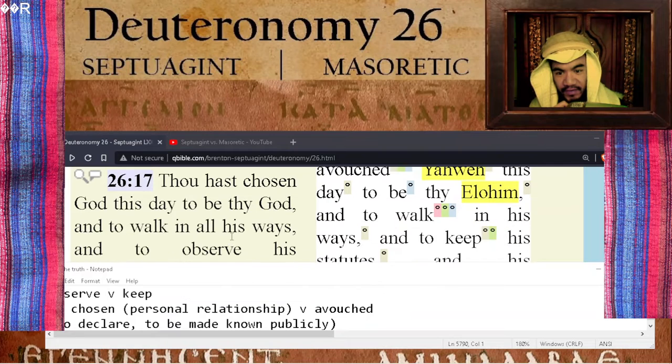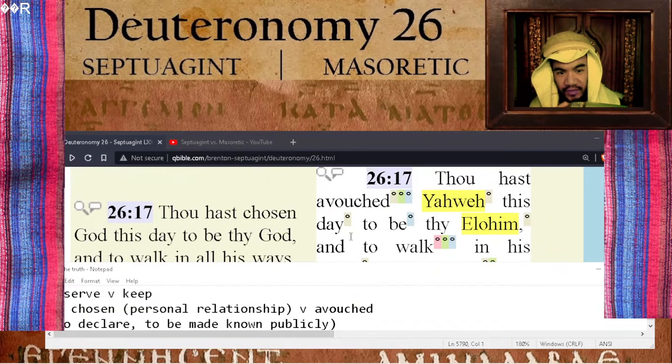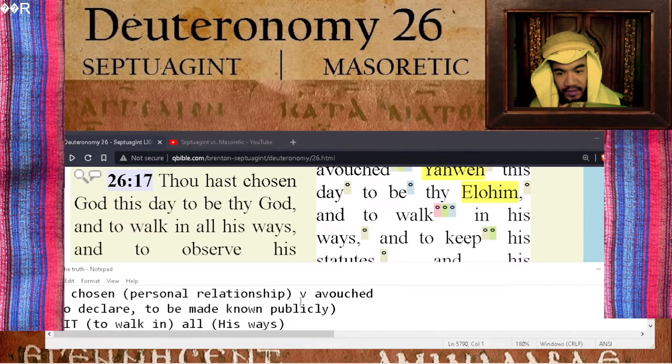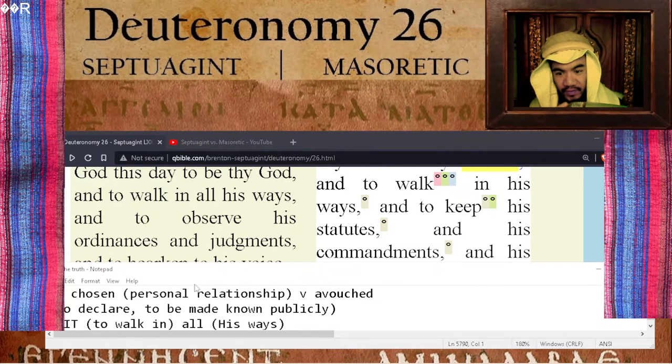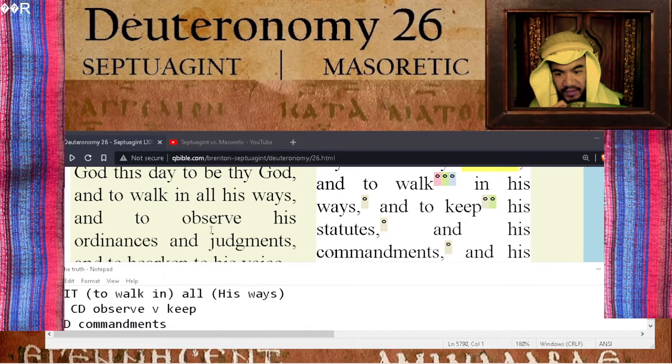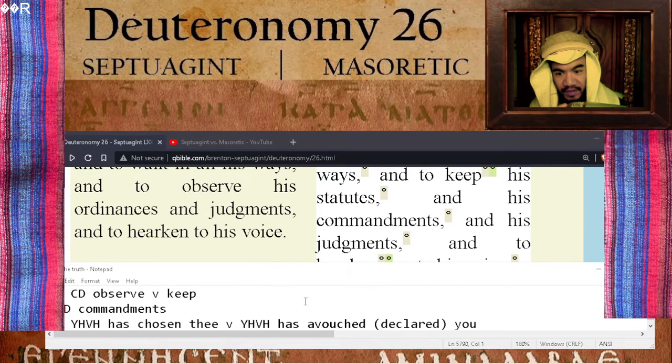Verse 17, chosen. So this is a personal relationship that they have with Elohim versus avouched. You have avouched, which is to declare, to be made known publicly. And an omission here, to walk in all his ways. The word all was omitted. Okay, and continuing in the same verse, an addition of the word commandments.